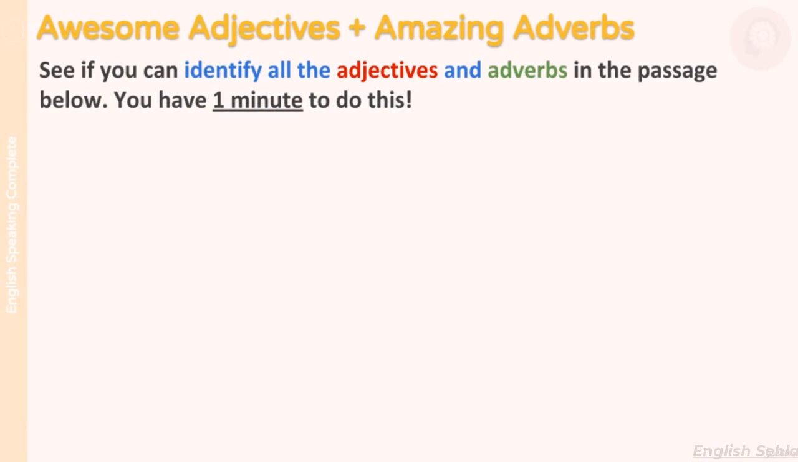See if you can identify all the adjectives and adverbs in the passage below. And I'm going to give you 1 minute to do this. There may be some differences between people, but just try and identify as many obvious adjectives and adverbs as you can. If you don't really know how to do it yet, don't worry about it. Just remember, adjectives describe nouns. Adverbs, really, they mostly describe verbs. That's how we're going to think of them for now.